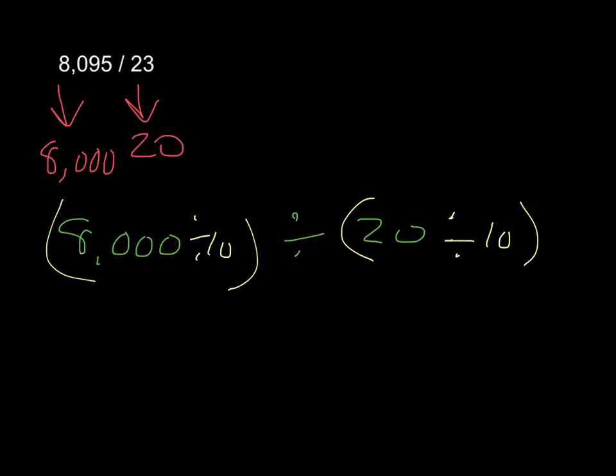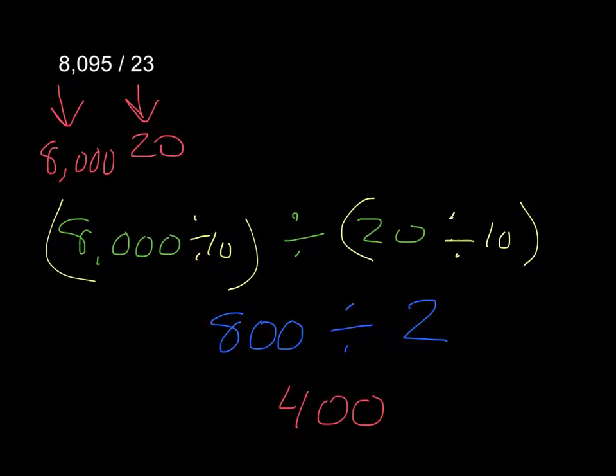So next, I know that 20 divided by 10 is 2, and 8,000 divided by 10 is 800. And 800 divided by 2 I can do in my head. I know that that is 400. So my estimate for 8,095 divided by 23 is 400. You can still solve this problem dividing 8,000 by 20, but this way it's a little bit easier to do it mentally. Okay, let's look at another problem.